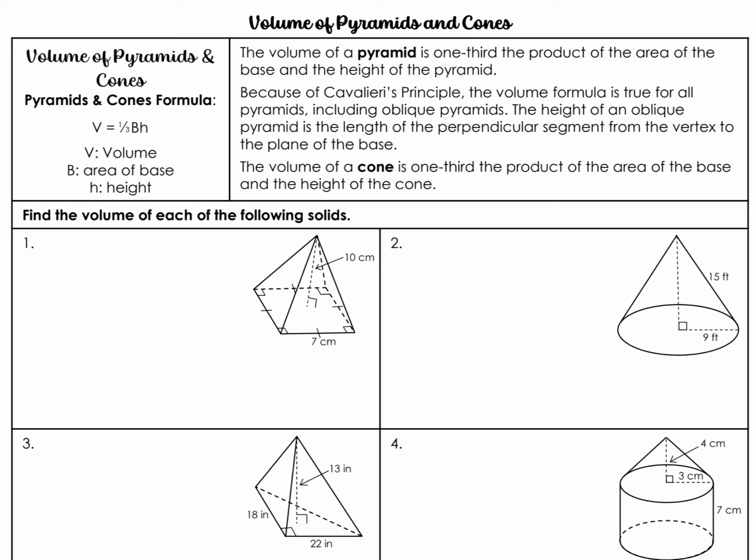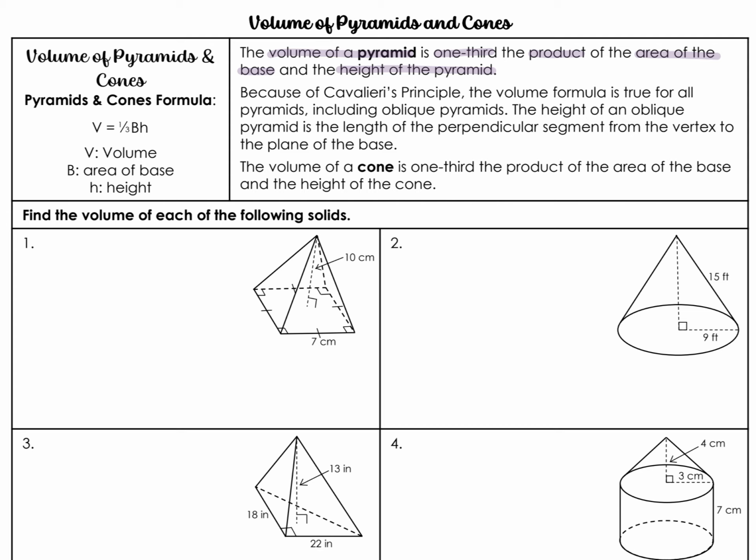In this lesson, we're going to cover volume of pyramids and cones. So we have the volume of a pyramid is going to be 1/3 the product of the area of the base and the height.